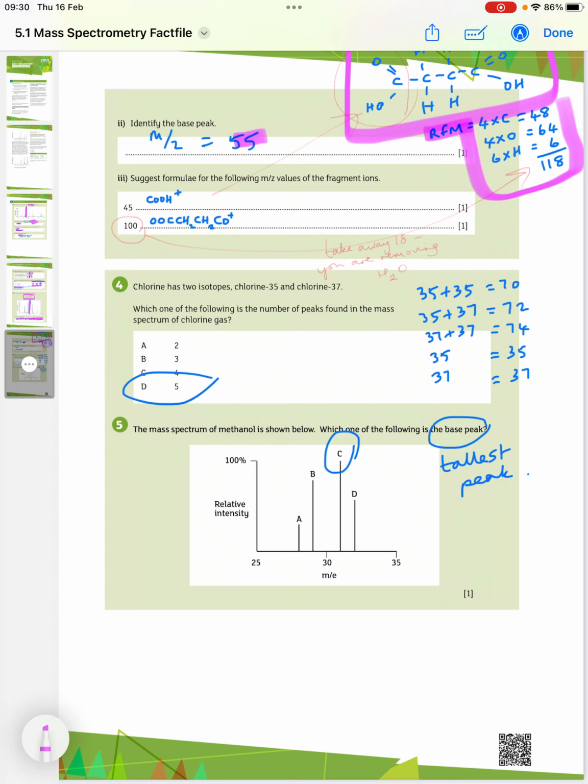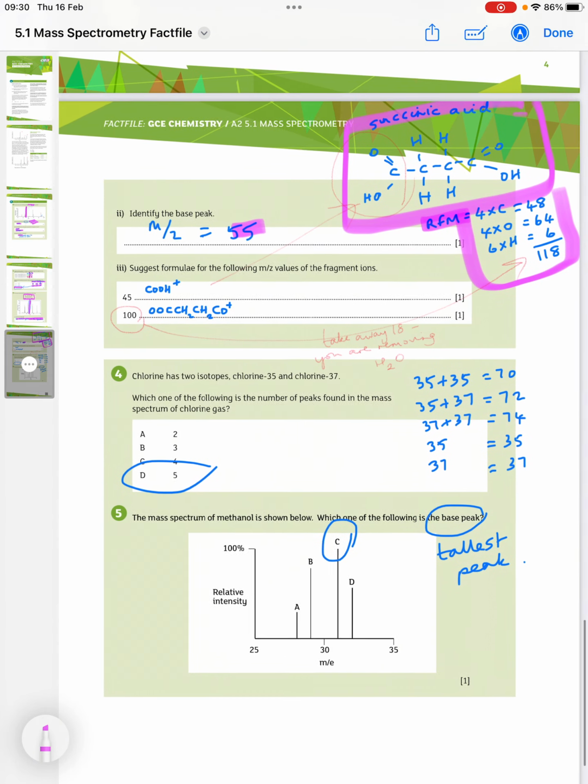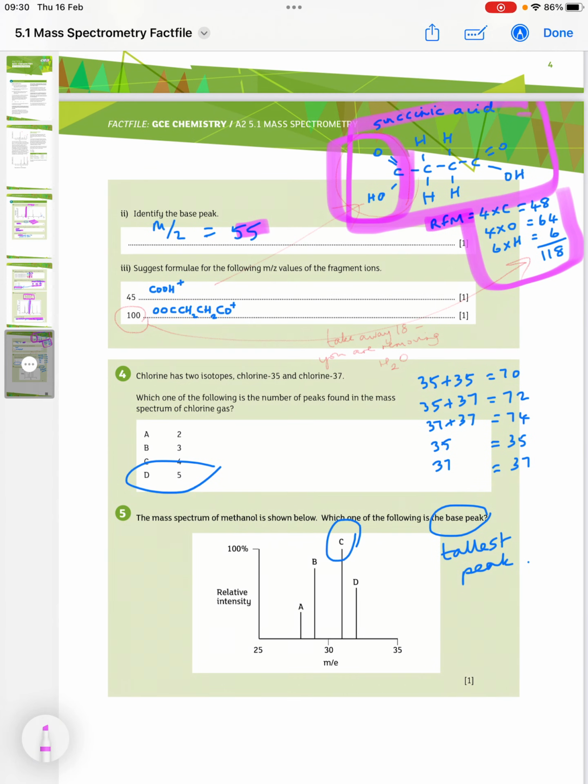Suggest a formula for the following m/z values of the fragment ions. So the first one I've suggested, it's probably this carboxylic acid, COOH+, coming in at 45. So two oxygens are 32, and a carbon is another 12, so that's 44. And hydrogen is another one, so that takes it up to 45.